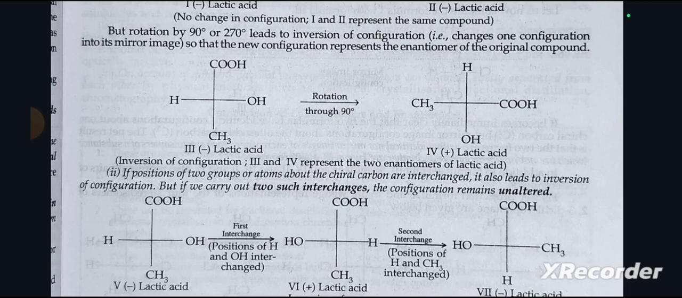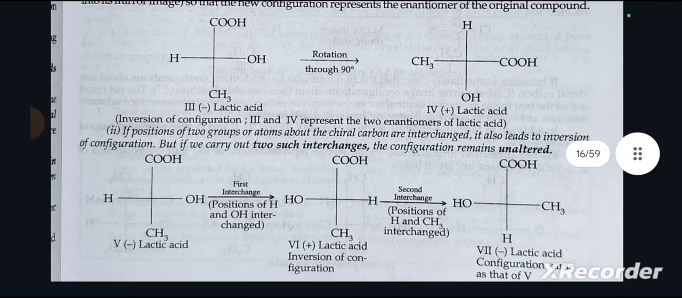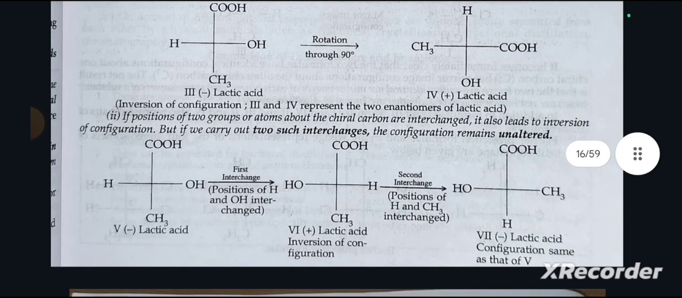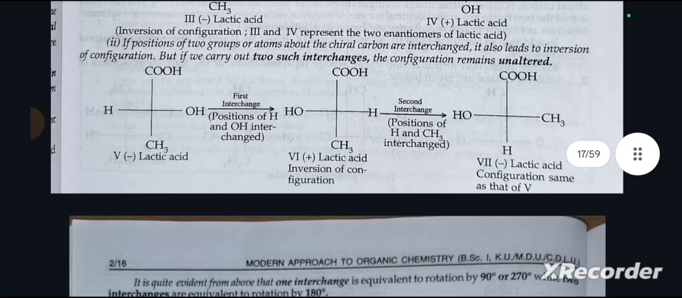But rotation by 90 or 270 degrees leads to inversion of configuration, that is, it changes one configuration into its mirror image, so that the new configuration represents the enantiomer of the original compound. Third, minus lactic acid, rotation through 90 degrees. Fifth, plus lactic acid, inversion of configuration. Third and fourth represent the two enantiomers of lactic acid.